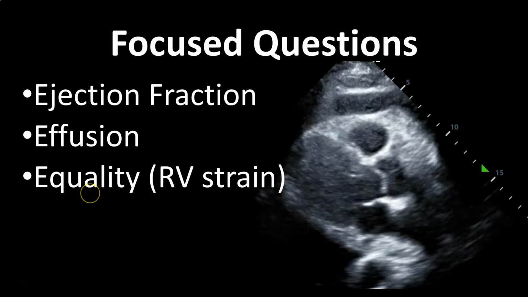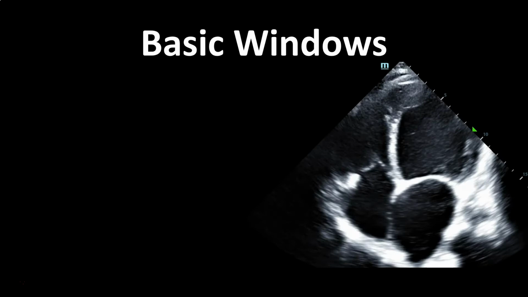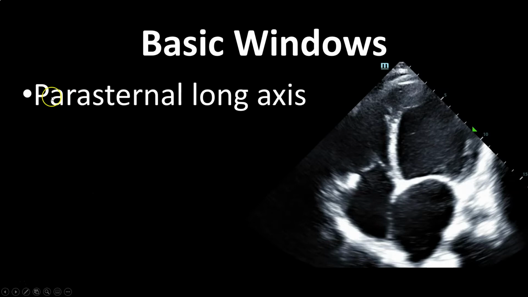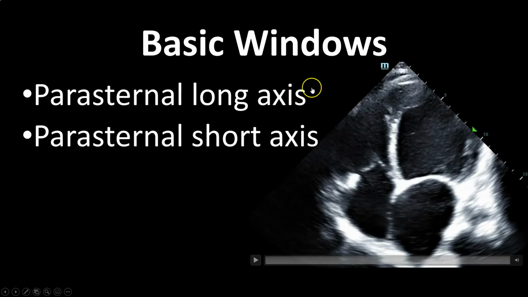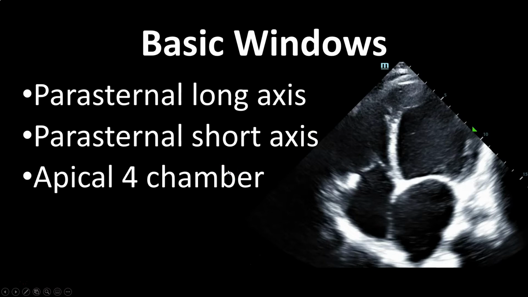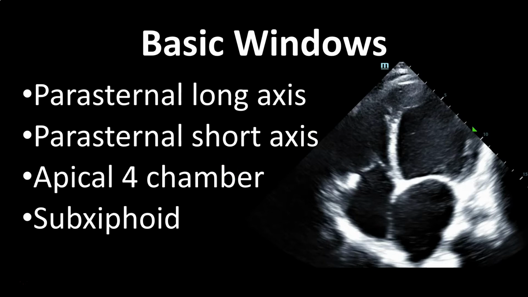So we'll get into the details of the pathology that we're looking at shortly, but we'll start with the basic windows. There are 4 of them. The first 2 views are parasternal views. Parasternal being para, next to the sternum, so next to the sternum itself. You have a parasternal long axis view and a parasternal short axis view. We'll talk about both of those as we get into more details. Next up, you have the apical 4-chambered view, and finally the subxiphoid view.